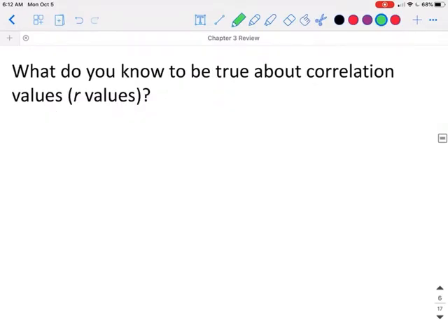What do we know to be true about correlation, or the R value? Correlation measures the direction and the strength of a linear relationship between two quantitative variables. The correlation R is always somewhere between -1 and +1. And if your correlation is negative, that means the slope of your least squares regression line will be negative. And if your correlation is positive, the slope of your least squares regression line will be positive.